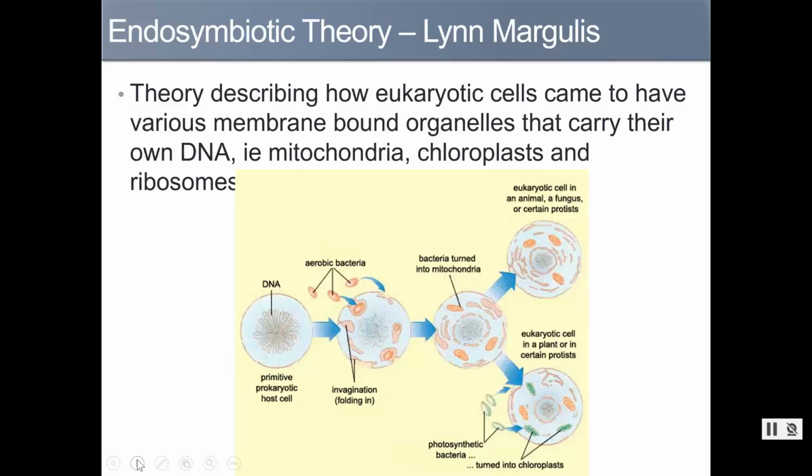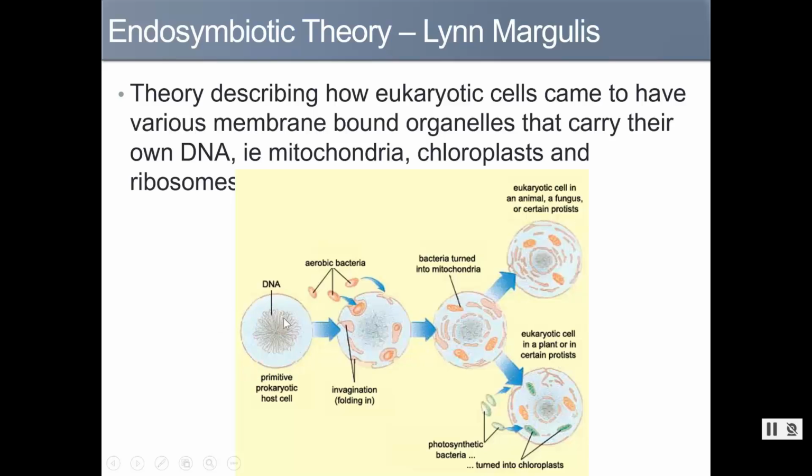Right, so how do we get these anaerobic cells, aerobic cells? How do we get these endospore forming cells? There is a theory describing how eukaryotic cells came to be. And when we go back, the simplest form of a cell is a prokaryotic cell.